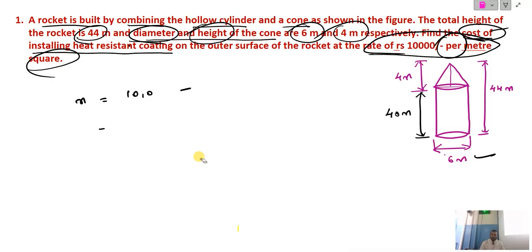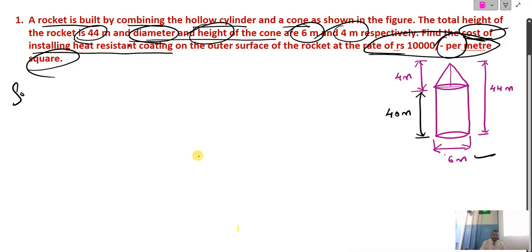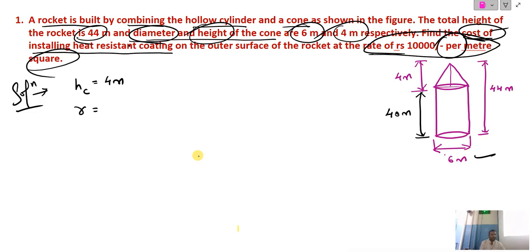Now, as you can understand from the given figure, I hope you have understood, right? Now you can write the data. What is the solution here? We know that the height of the cone, HC, means the height of the cone, is 4 meters. Here we are not calculating diameter. Here we need radius. If diameter is 6, then the radius is 3 meters. Half of diameter. 6 is diameter, so radius is half of that. That's nothing but 3 meters.